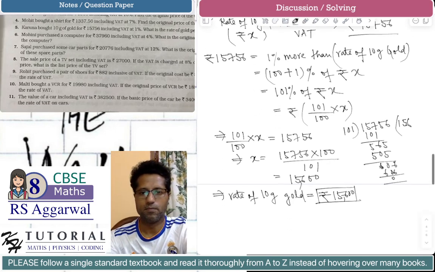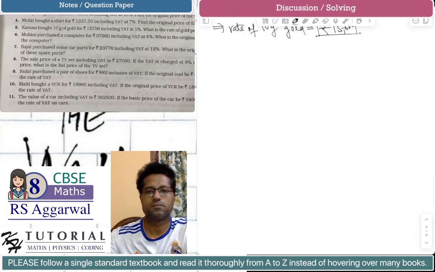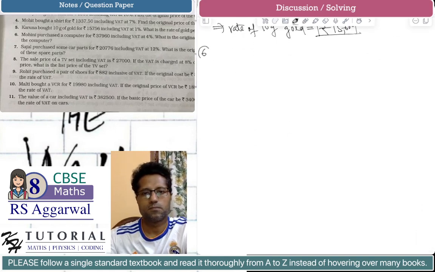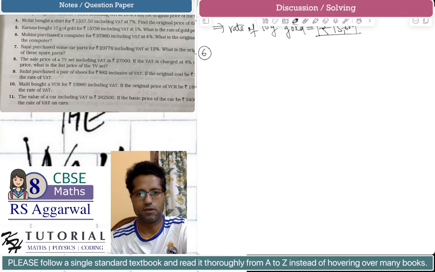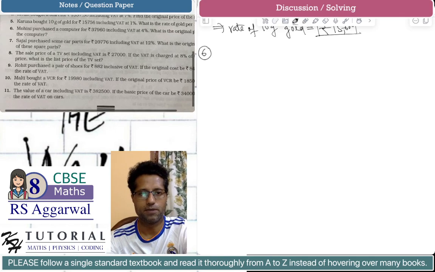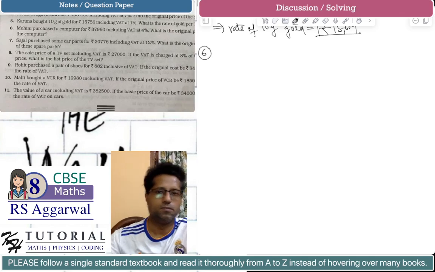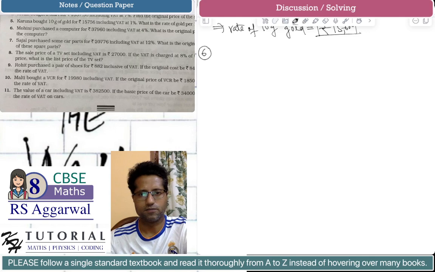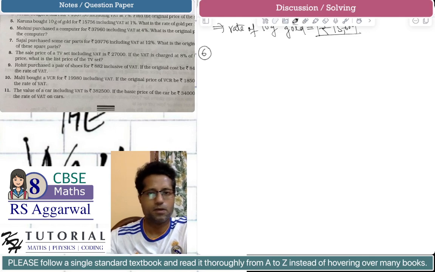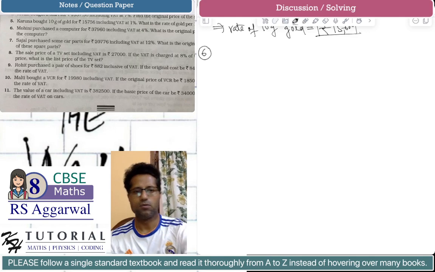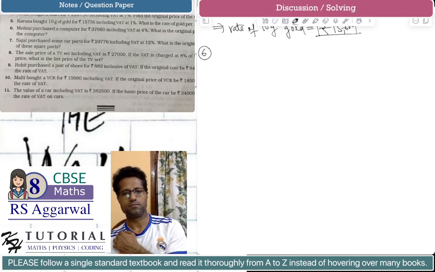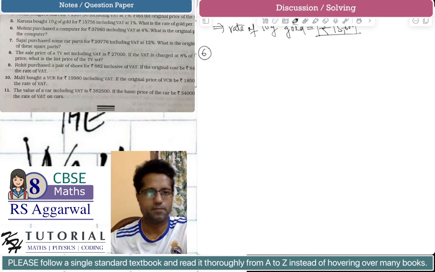Okay, let's do problem number 6. Mohini purchased a computer for rupees 37,960 including VAT at 4%. What is the original price of the computer? Okay, so now all the questions are of same pattern, but let's anyway solve it. So basically I will try to diagrammatically write down the problem statement.